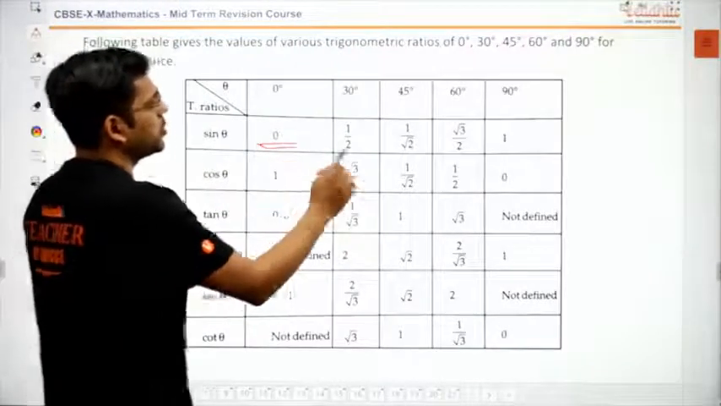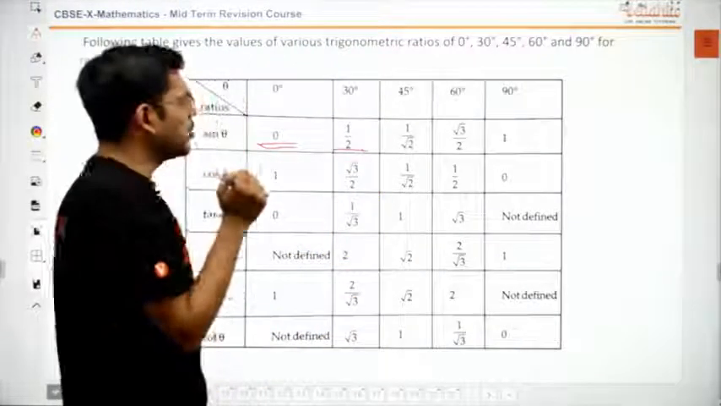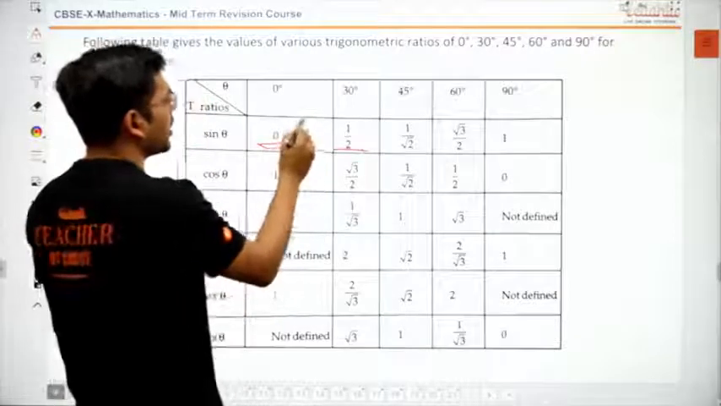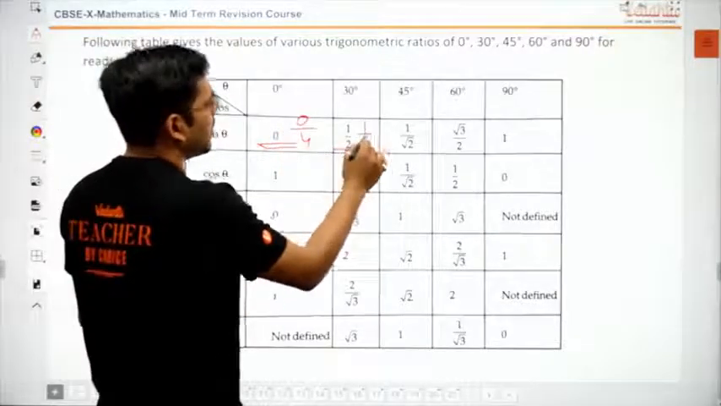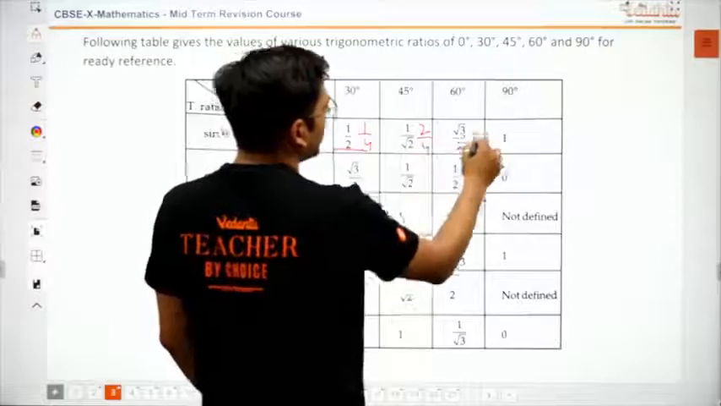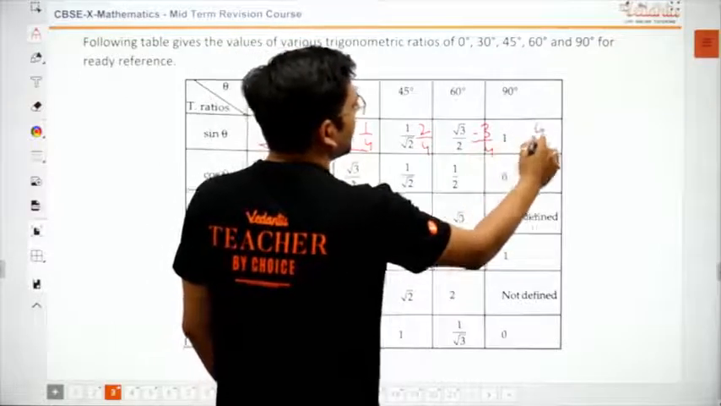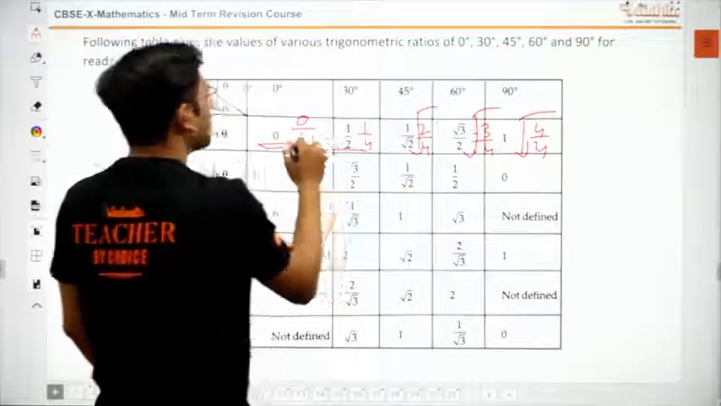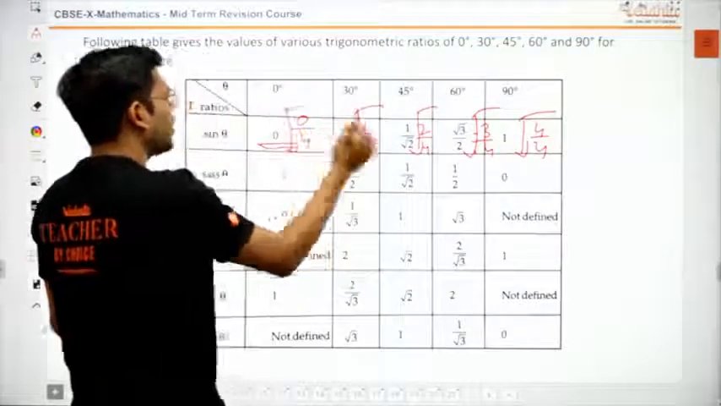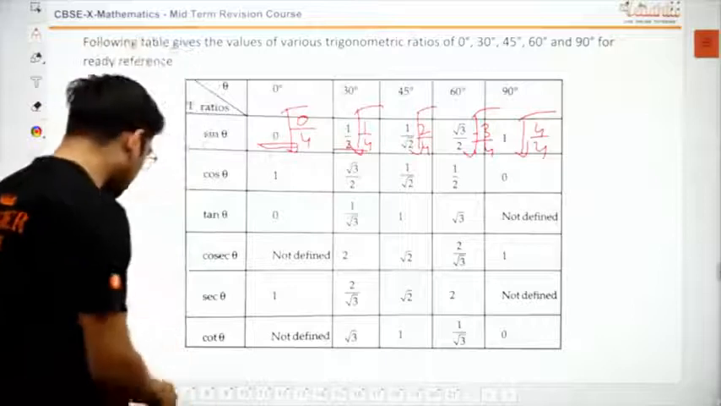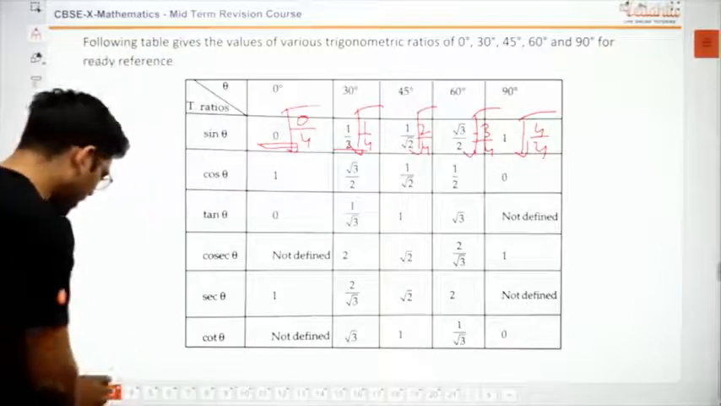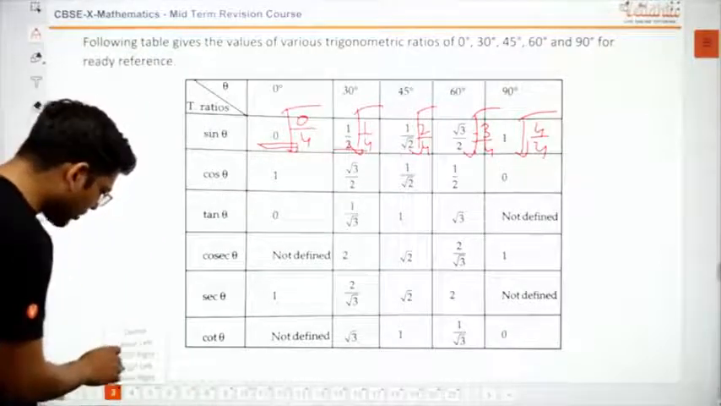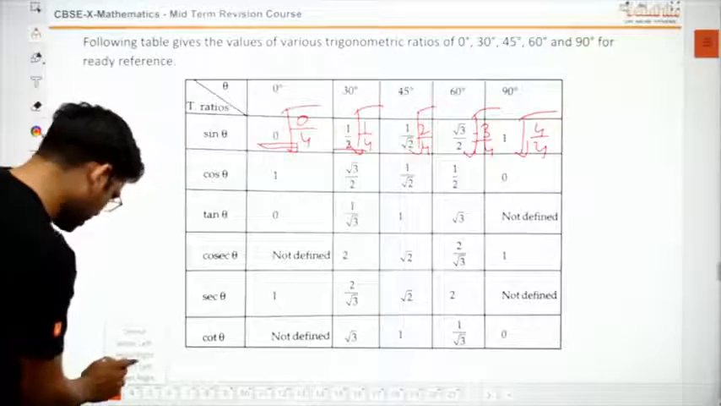Learning the values, I had already told you that you must learn the values, and I have even given you the trick. The trick was 0 divided by 4, 1 divided by 4, 2 divided by 4, 3 divided by 4, and 4 divided by 4, and taking the square root of all these quantities. I had given you the trick, guys. Now I'll just wind up and tell you something more. See, I will add something more interesting in this.